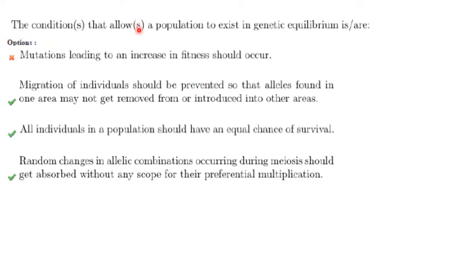Now next one, the condition that allows a population to exist in genetic equilibrium is, or are: Mutation leading to an increased fitness should occur. That will not lead to genetic equilibrium. Then next one, migration of individuals should be prevented so that alleles found in one area may not get removed from or introduced into other areas. That is correct. All individuals in a population should have equal chance of survival. That is also correct. Then random changes in allelic combinations occurring during meiosis should get absorbed without any scope for their preferential multiplication. That is also correct.